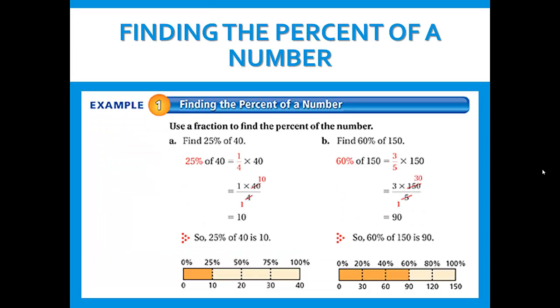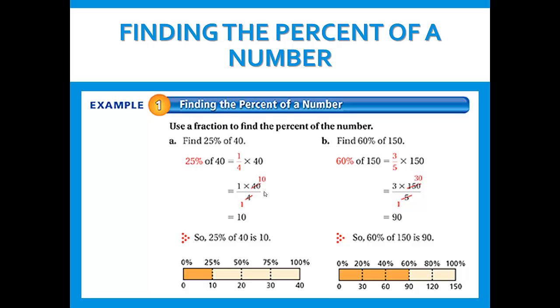Now we'll look at our first example for finding the percent of a number. We're going to use a fraction to find the percent of a number. For A, we want to find 25% of 40. 25% is 25 over 100, and 25 over 100 would be 1/4. So we have 1/4 times 40. We're going to multiply the numerator, 1 times 40, and then we're going to put the denominator of 4.